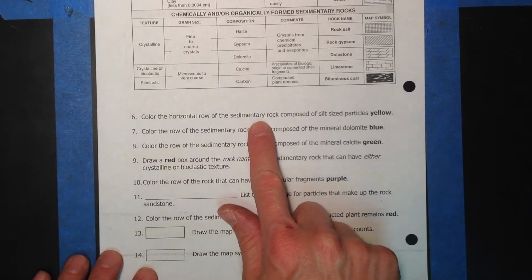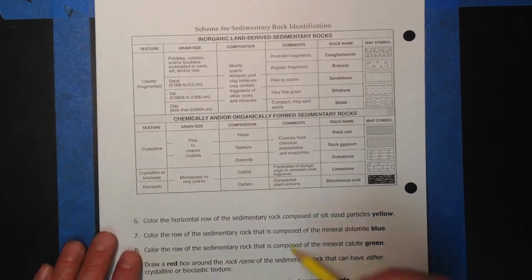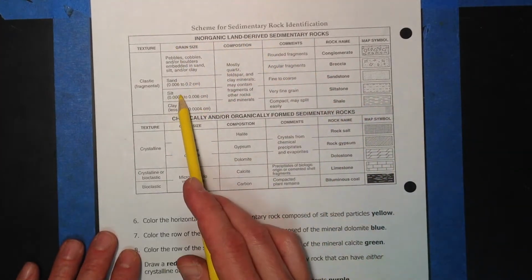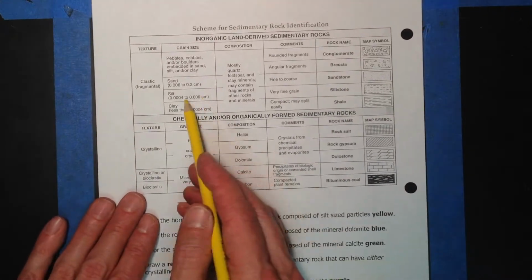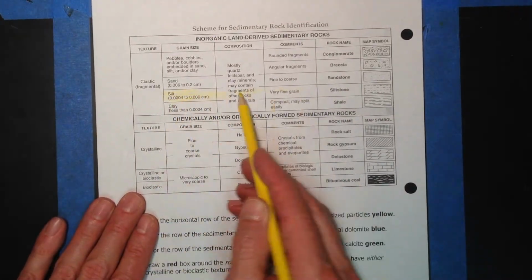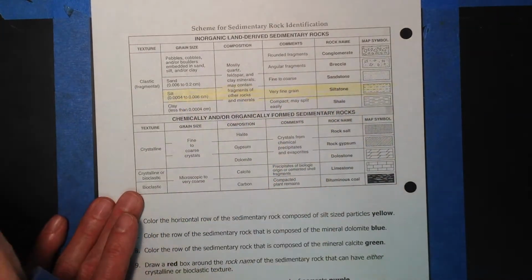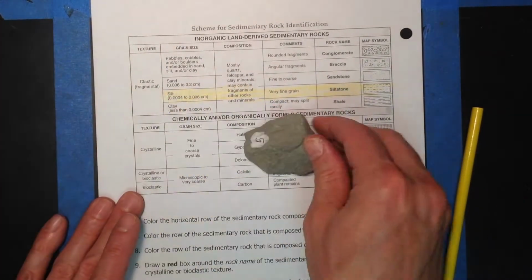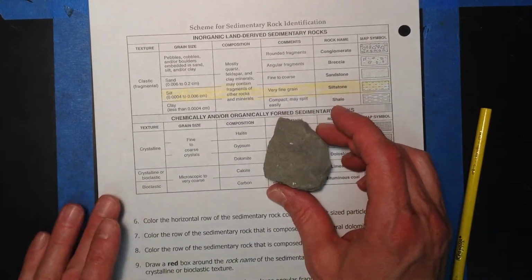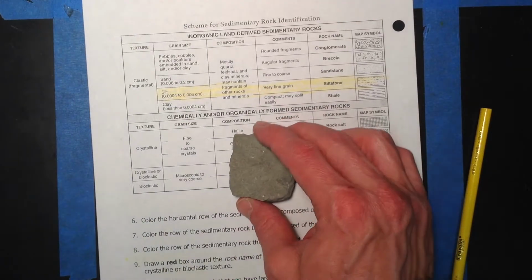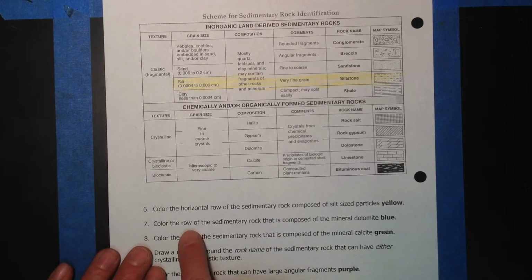Color the horizontal row of sedimentary rock composed of silt-sized particles yellow. So, where can you look? Grain size. You look for silt, siltstone, and I'm coloring the horizontal row. So I'm coloring this yellow. Siltstone. Siltstone is not much to look at. These silt pieces are so small. The pieces are a little bit larger than mud particles. So they're very small. Not much to look at, but siltstone.